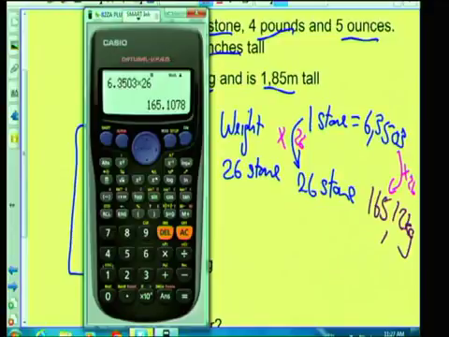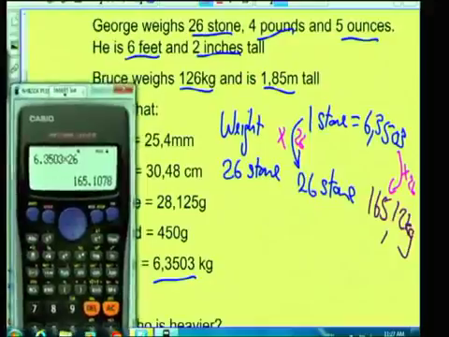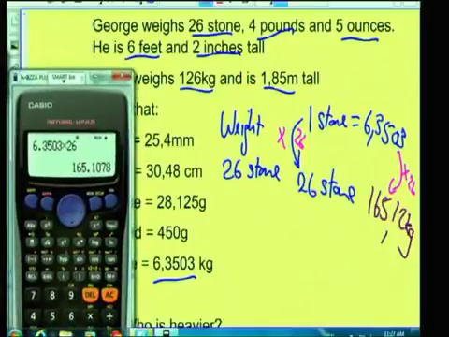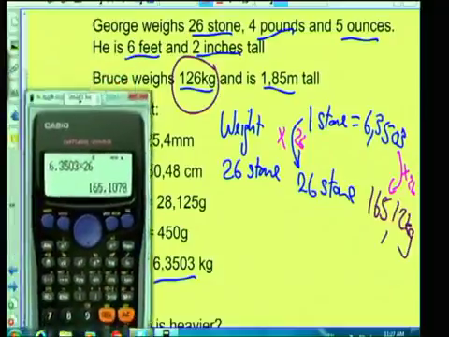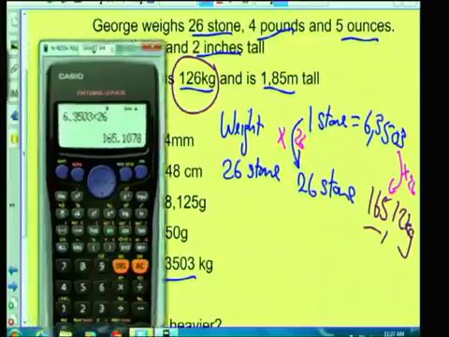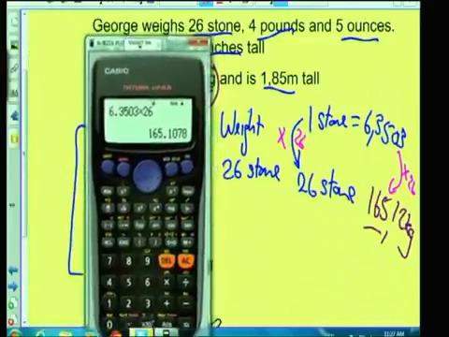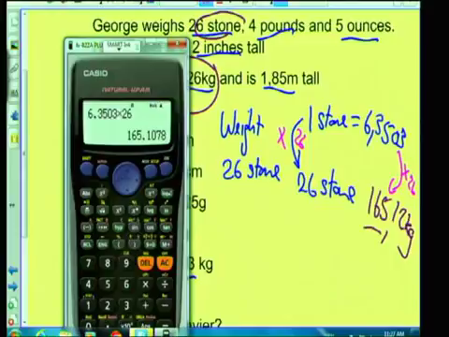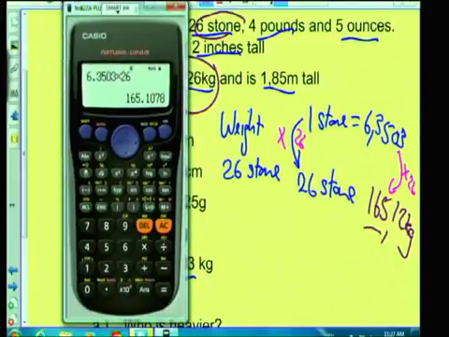Now, I could stop there, but I'm going to carry on so that you can see how to do the conversion. The reason I said I could stop there is because it asks who's heavier. And Bruce is only 126. And this guy's already tipping the scales at 165, just from the conversion of stone. What I'm going to do, though, is add up his total mass in kilograms so you can see how to do this calculation.